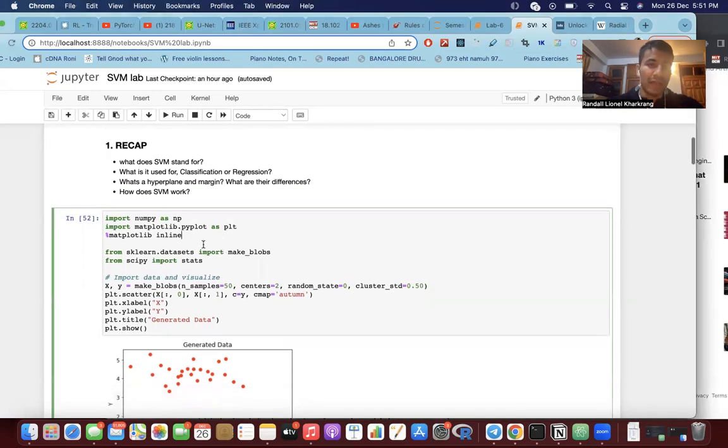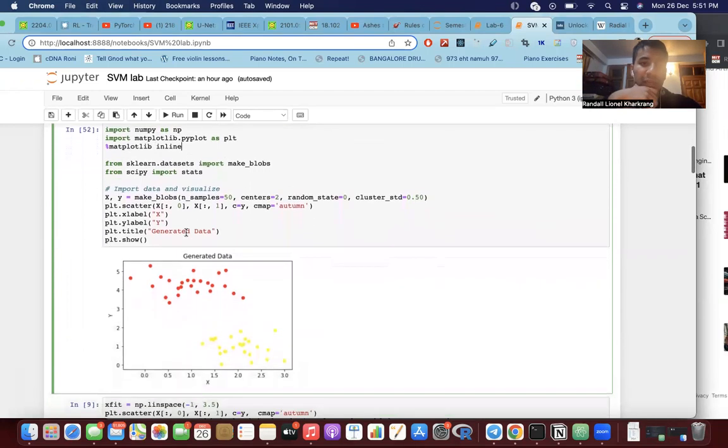Okay, now that we have a recap of the theory of SVM, we can try to see how this works with some generated data. So here I imported some libraries from scikit-learn datasets. This has functions which generate random data.